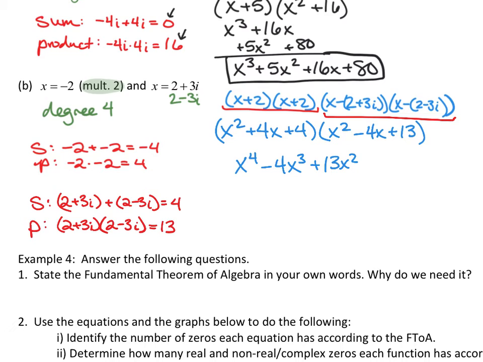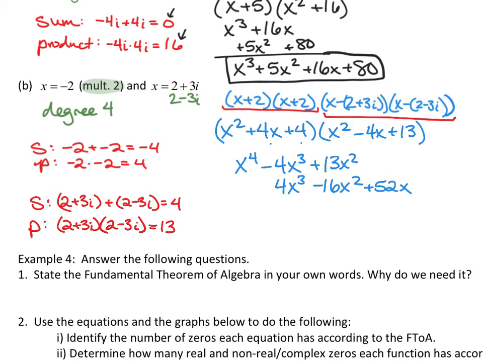Then you switch, you're going to distribute the second term in the first parentheses. 4x times x squared, that's 4x cubed. 4x times negative 4, negative 16x squared. And 4x times 13, that's positive 52x.